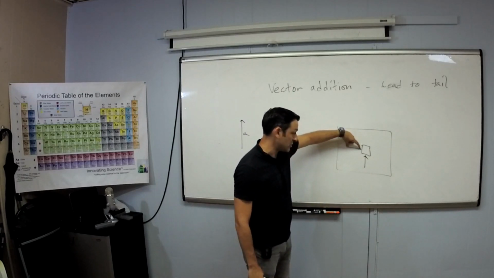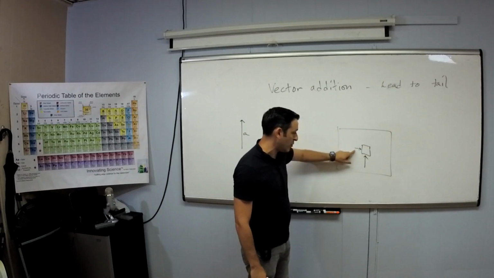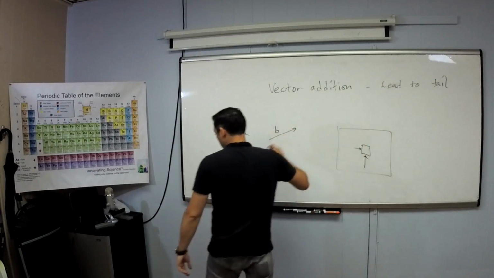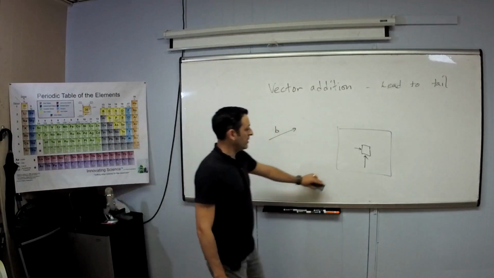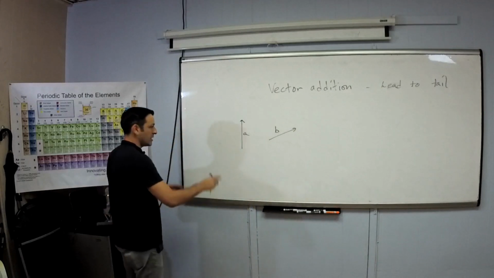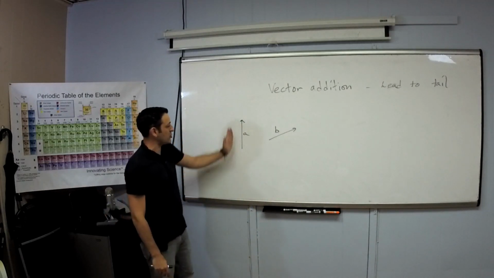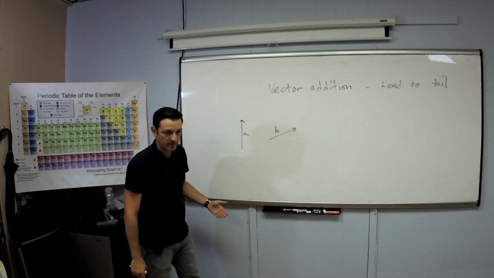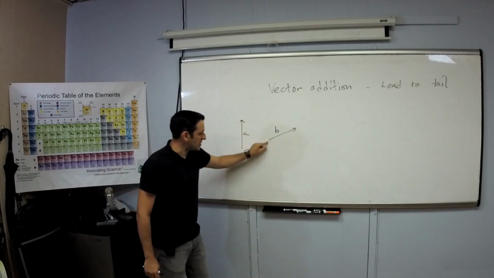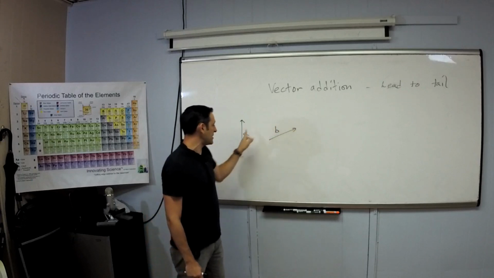If these arrows mean something, that means I am pushing this with half the strength that he's pushing it. Do you see this? And if we do this head-to-tail addition, you could do it with as many vectors as you want. Let's say there's only two. Let's say I'm pushing it north and he's pushing it northeast, right? Great. I could either take the head of A and attach it to the tail of B, or I could take the head of B and attach it to the tail of A.